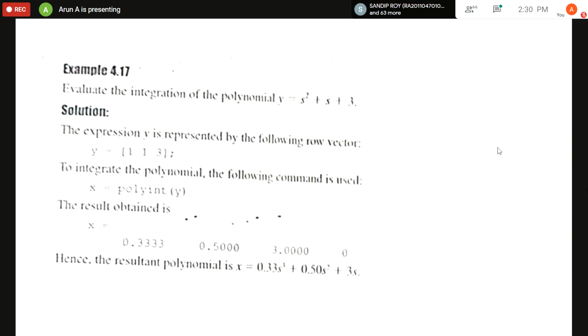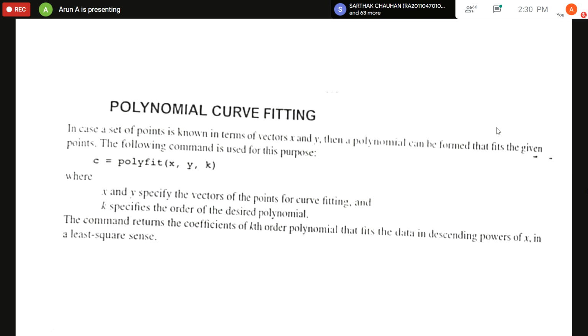The next one, I have just one example. Okay, this is one more example, just you can check it out. And the next, the last, that's mostly the last thing, is called polynomial curve fitting. Polynomial curve fitting is known in terms of vectors x and y. A polynomial can be formed from the points. We will see the question, how it works.